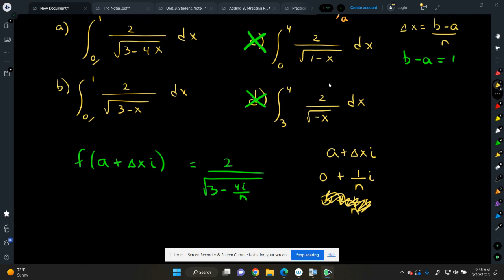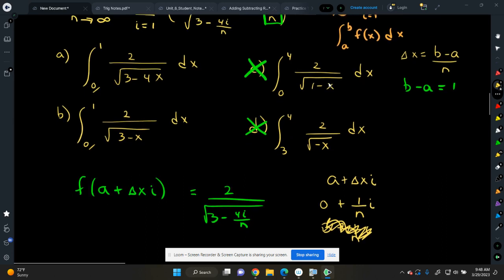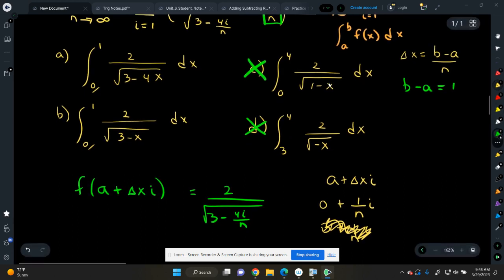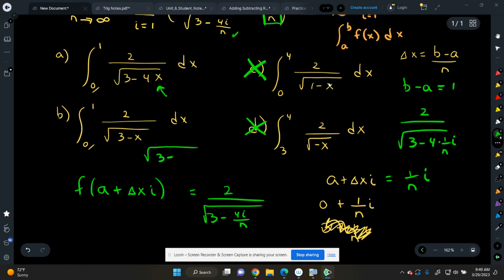Plugging it into what? You would plug it in to the original equation. This is 1 over n i. So let's plug it in here and see if we end up with that. We end up with 2 over the square root of 3 minus 4 times 1 over n i. Well, that sure looks like that to me. If I plug it in here, I'm going to get the square root of 3 minus 1 over n i. So this looks like that has to be the correct choice.